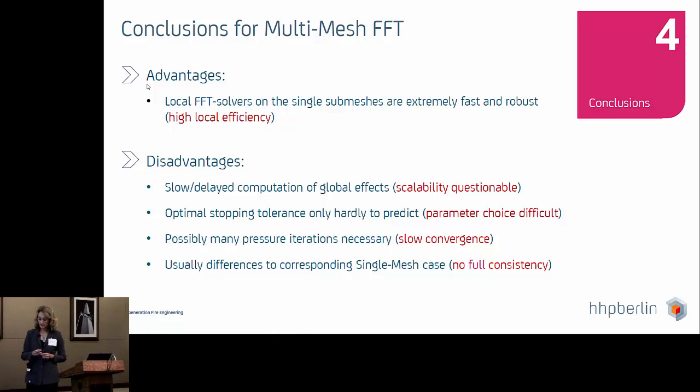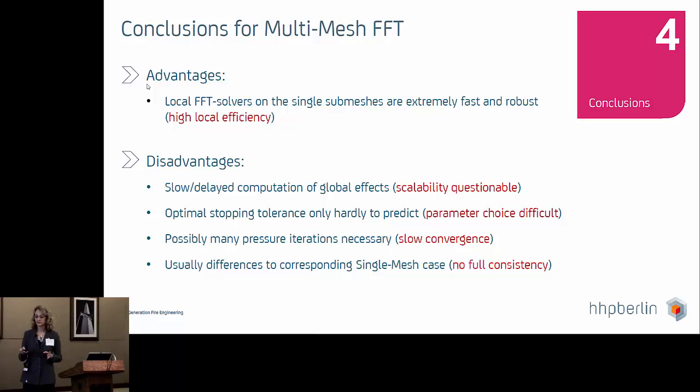Yeah, the advantages for the FFT are clear. The local FFT solvers on the single submeshes are extremely fast and robust. They have a very high local efficiency. I will never be as fast as that with ScaRC. On the other hand, the FFT method has trouble catching global effects in time. There is always a delay if you have a lot of submeshes. So the scalability with respect to high numbers of submeshes is questionable.